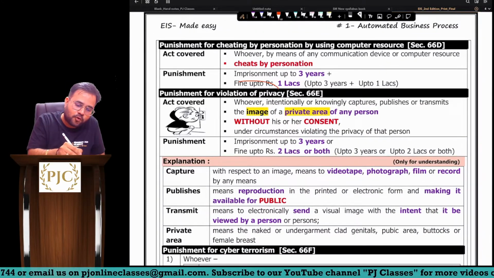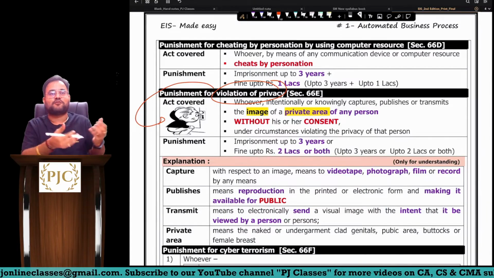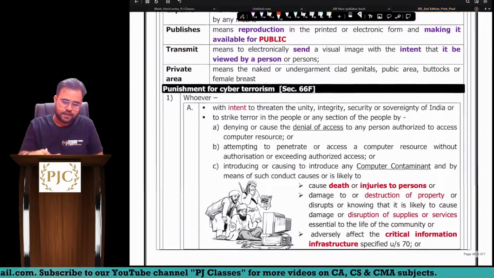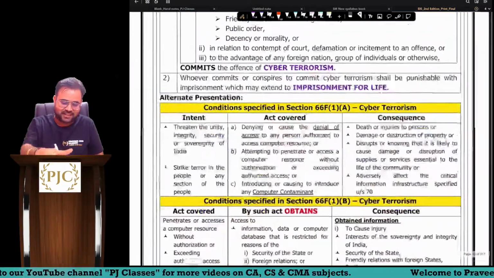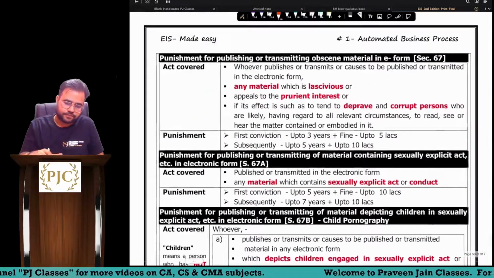So we are talking about violation of privacy. Now what this person is doing. Again, you have to see the answer and then try to correlate this with the diagram. So people are talking about cyber terrorism. Now again, terrorists are there in that. So there are alternate ways of presenting the answer.